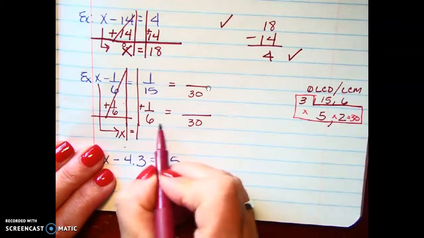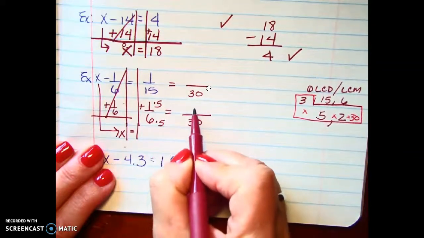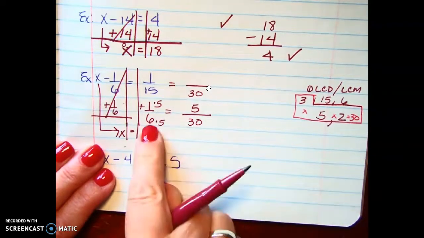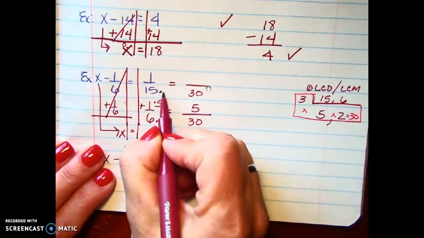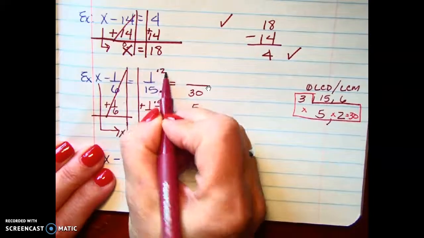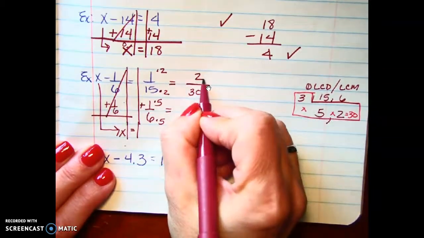What did I do to 6 to get 30? Well, I'd have to multiply by 5, and whatever I do to my denominator, I do to my numerator. 1/6 is equivalent to 5/30. What did I do to 15 to get 30? I have to multiply by 2. And I do that to my numerator as well.